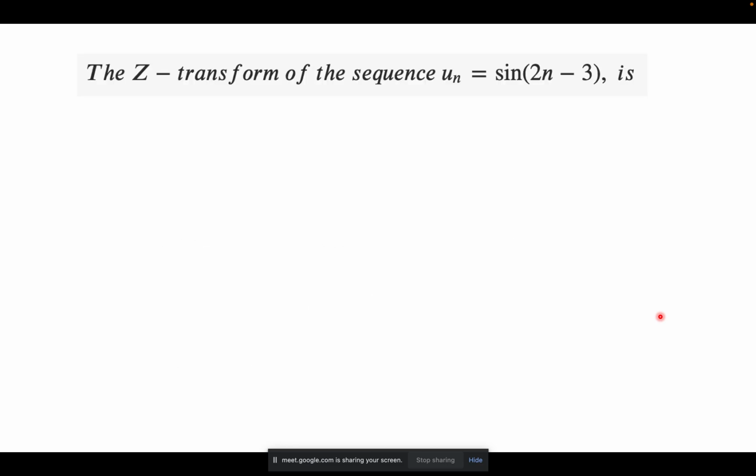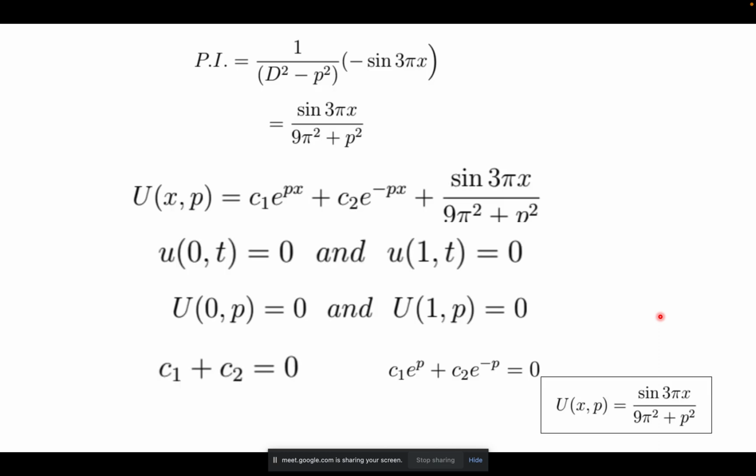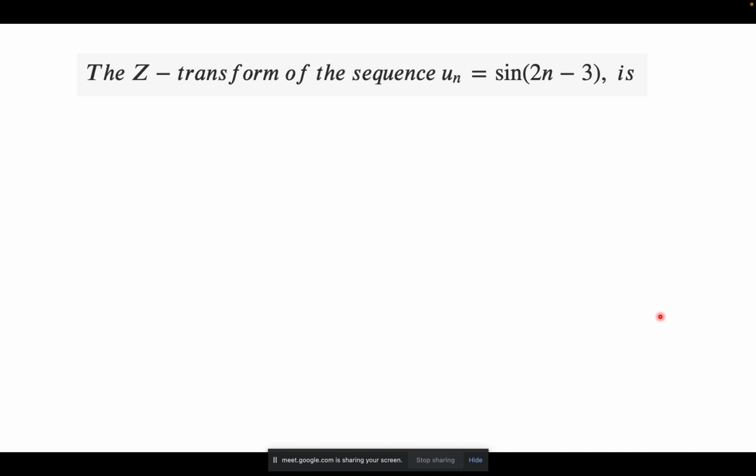Yes, sir. Okay. So this was all about what you have learned in the Laplace transform, as well as the application and the properties of that. So now we will start with some problems of the Z transform, because I see there are some problems of the Z transform in the assignment as well. So we will go through question one first.